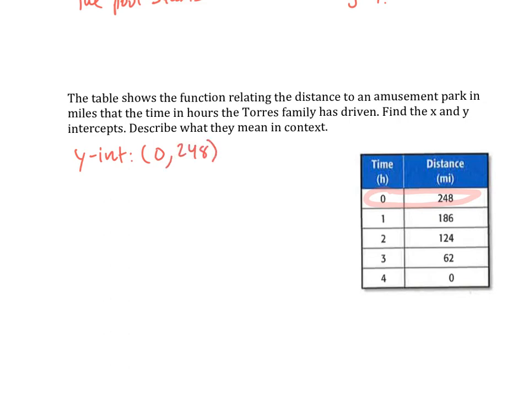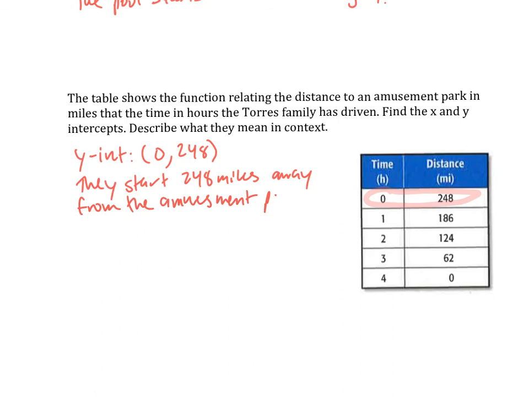Okay, so they start 248 miles away from the amusement park, because after they've driven for 0 hours, they are 248 miles away from the amusement park. So that is how far away they start. That's their starting point, initial value. Remember when we talked about that with y-intercept?